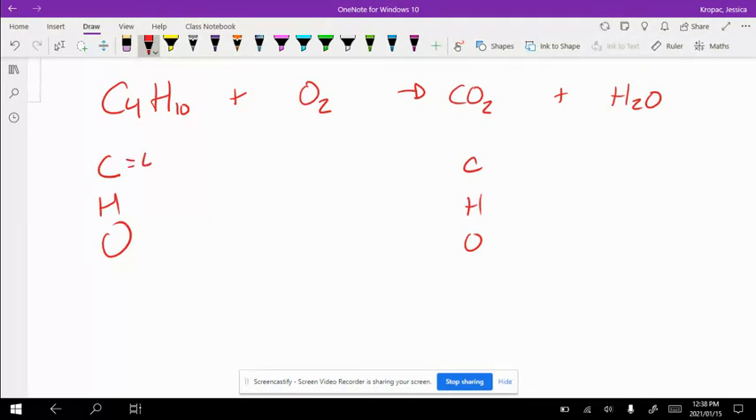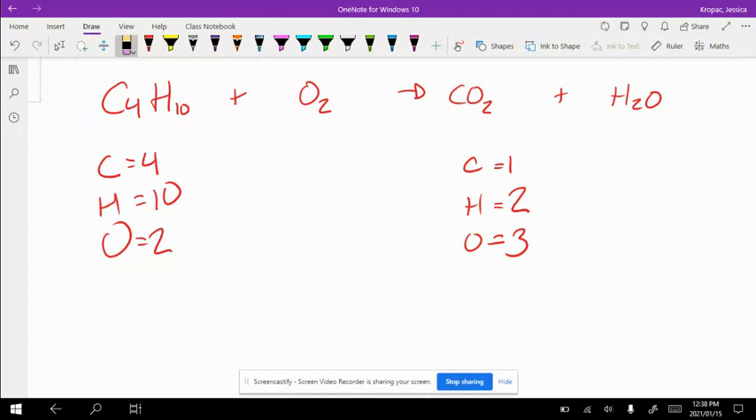I have 4 carbons on this side, and I only have 1 carbon on this side. On this side, I have 10 hydrogens, and on this side, I only have 2 hydrogens. On this side, I have 2 oxygens, and on this side, I have 3 oxygens. I have 2 here, and I have 1 here, so that's going to be your total of 3.